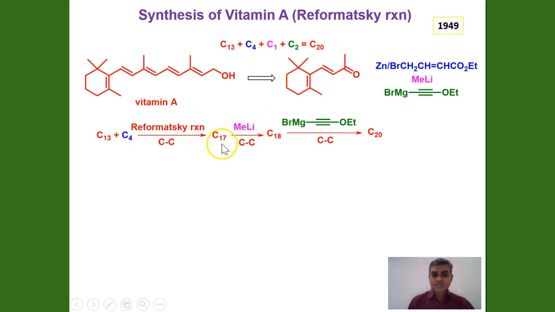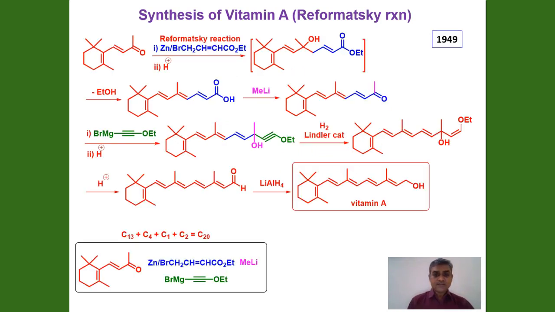Then it reacts with methyl lithium. We get 18 carbon atoms in this molecule. And later on, this Grignard reagent gives us C20. And meantime, we will require some functional group interconversions in the form of oxidation, reduction, and hydrolysis. All these methodologies will be involved in the actual reaction sequence.